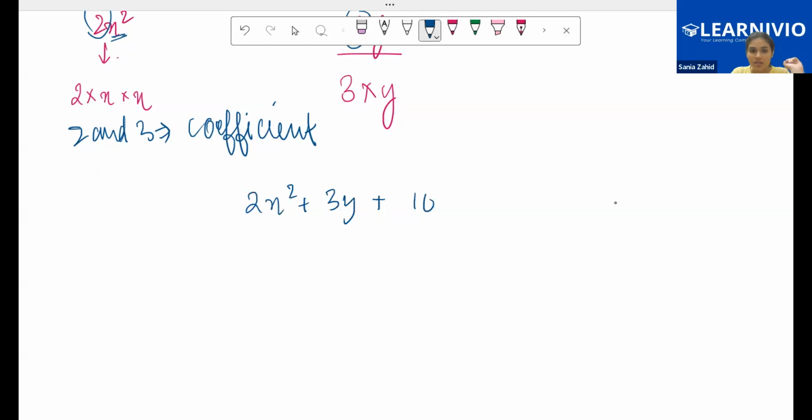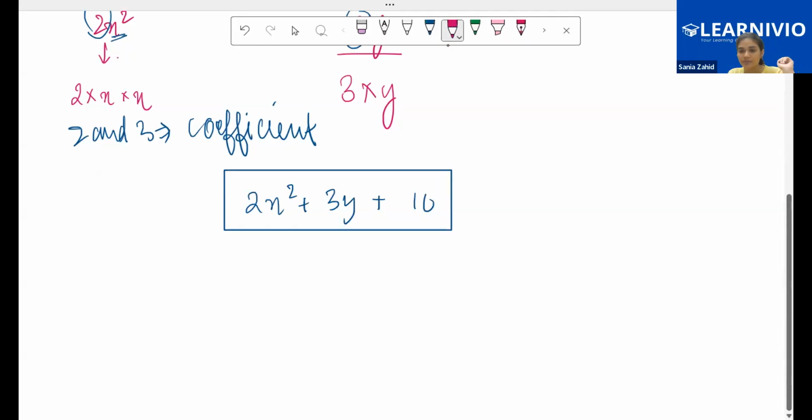Okay, now what are the terms? How many terms are here? Three? Three. Abdullah, what about you? How many terms are there? Two. Why two only, Abdullah? Abdullah, put on your mic and speak. Two or three? How many terms are there in this expression?